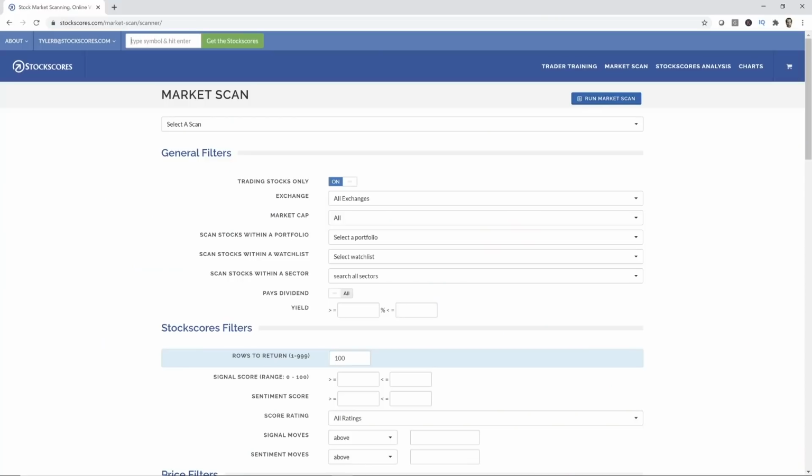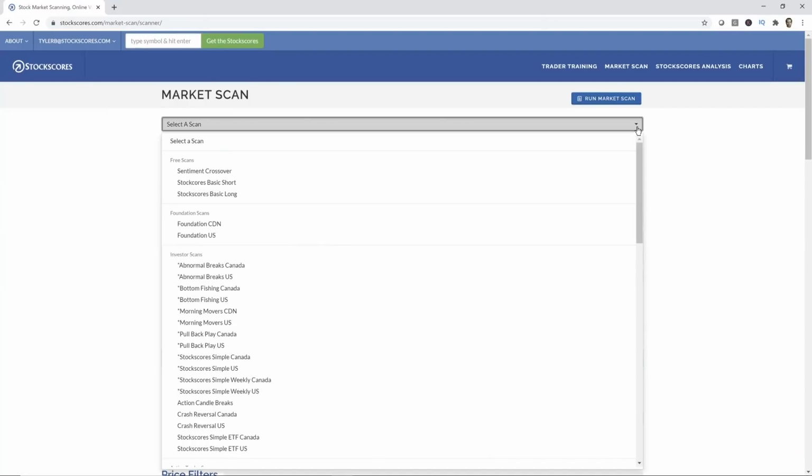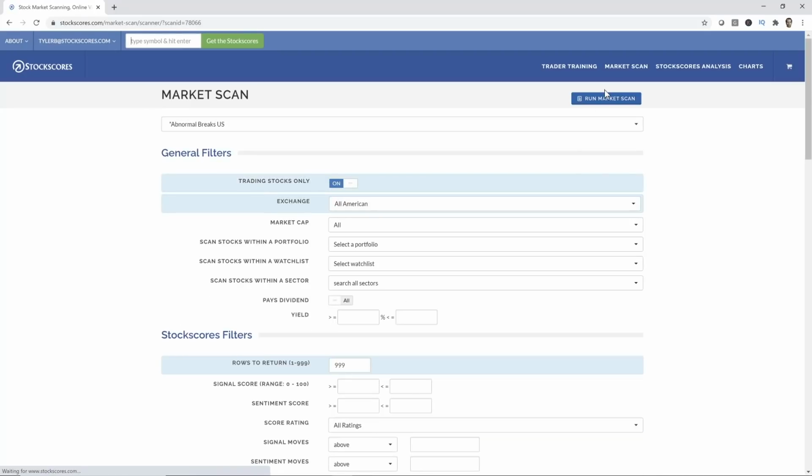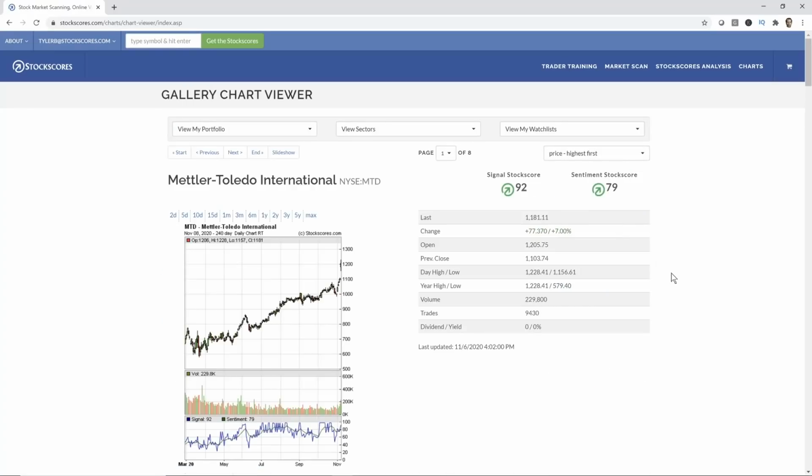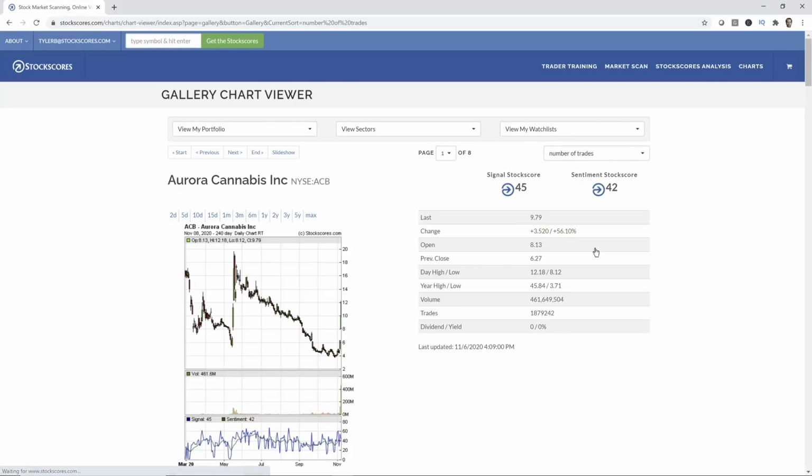All right, let's now do a Stockscores market scan in search of opportunity. The market scan tool is useful for finding position trading opportunities. And so we use this for those longer term trades. We're going to run the abnormal breaks US scan this week. And I click on that, and then I click on run market scan. And it goes through every stock listed in North America, and it found a number of stocks that meet the criteria of this strategy. I'm actually going to change the sort order here to number of trades.